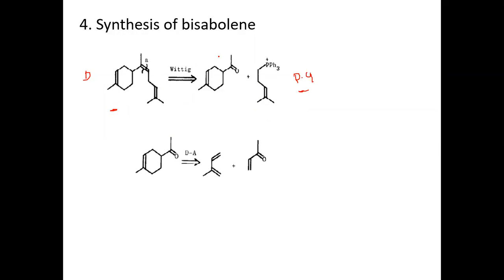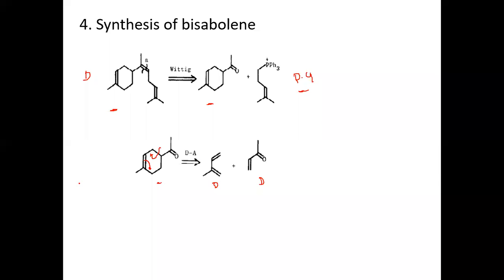Next, we'll disconnect this also. We're taking the same molecule here. Look at here, one double bond is there. If we disconnect that, if we shift here, we got a diene and dienophile. What is the name of this reaction? Diels-Alder reaction. Very good. Yes. Diels-Alder reaction it is. So this is the disconnection.